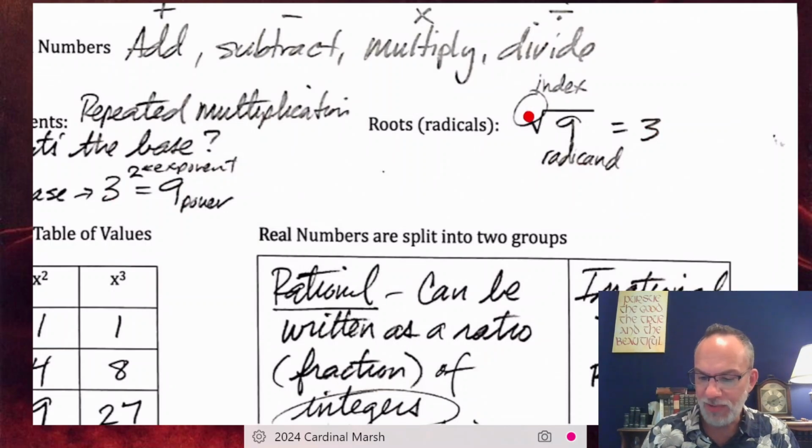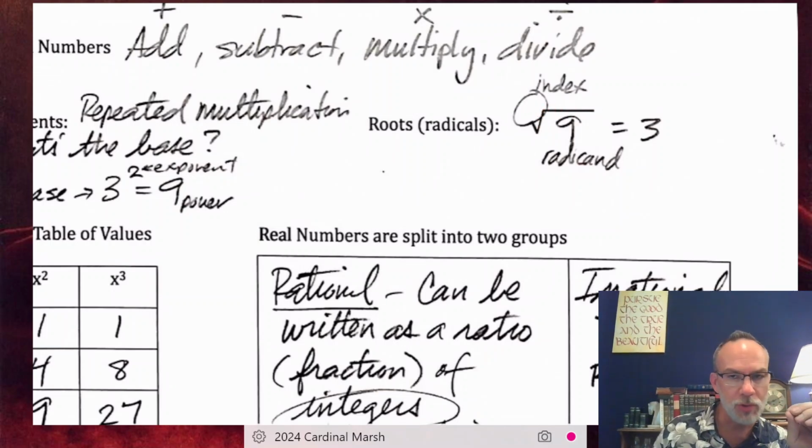And then sometimes there's a number written right here in the little crook of the square root symbol. That's called the index. Now, when you do a square root, you don't write anything there. It's understood that it's 2, even though it's invisible. You don't have to write that, because if you don't write it, then everybody knows that it's 2.